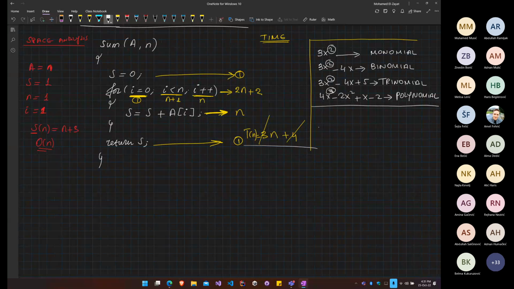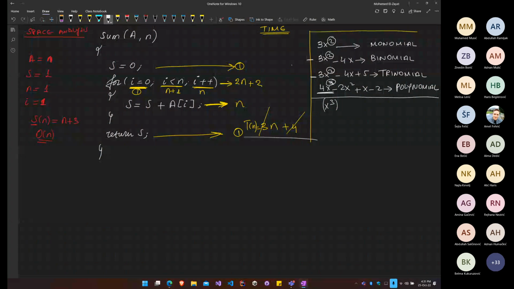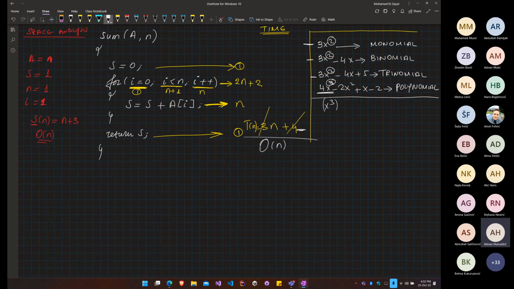And when we say what is the polynomial order of this function, for this one it is going to be x cubed. This is the polynomial order of that function. For this function it is going to be x squared. For this function x squared. For this function x squared. For this function it is going to be n. And when we say a polynomial order, we say order, so we write O of n, denoting it's a polynomial order. Does this make any sense?